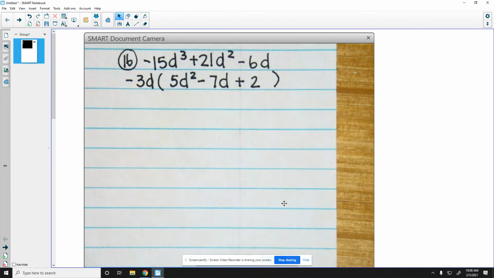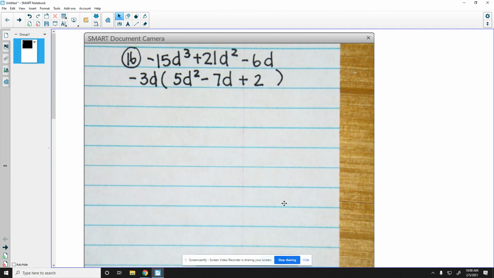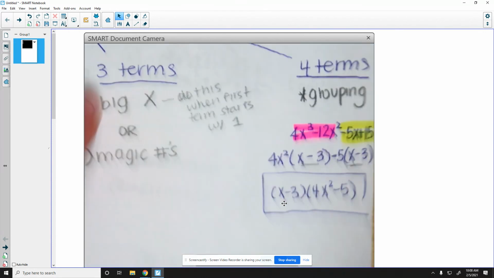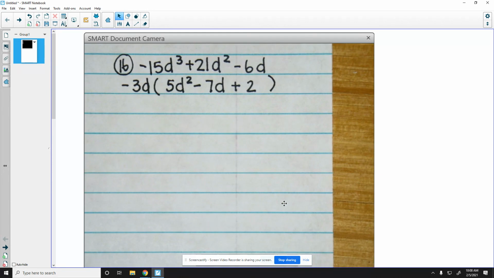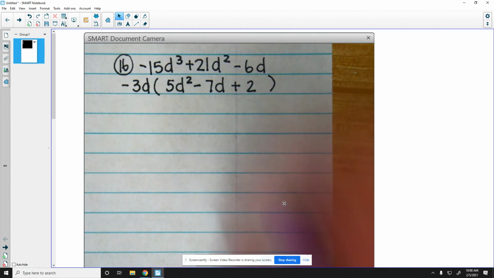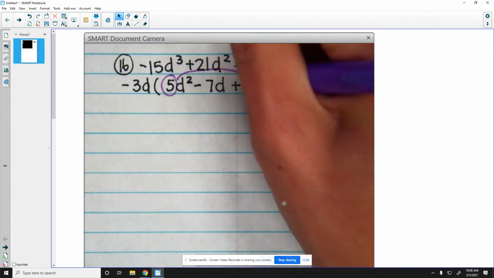Okay, so I took a GCF out. I took a negative out. I took all that stuff out. Now I have how many terms? I have 1, 2, 3. So 3 terms means big X or magic numbers. Which one, guys? Magic numbers, because it still started with a 5.